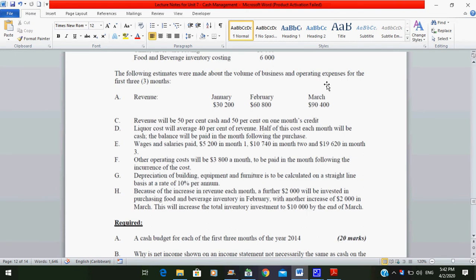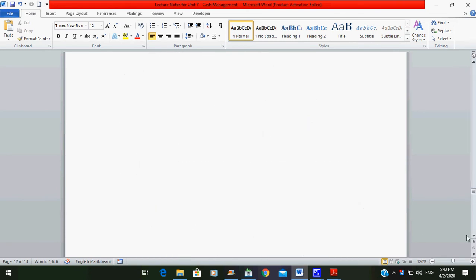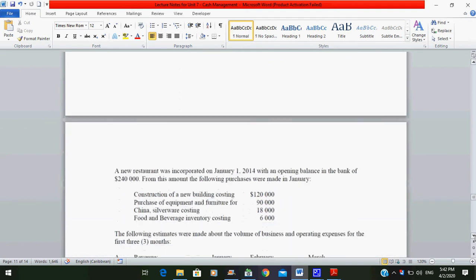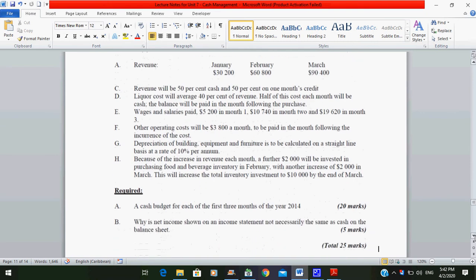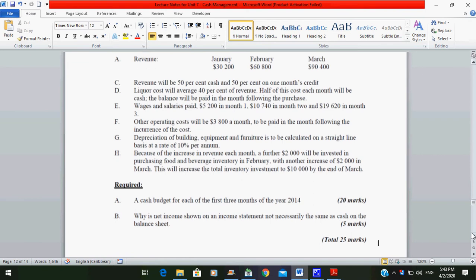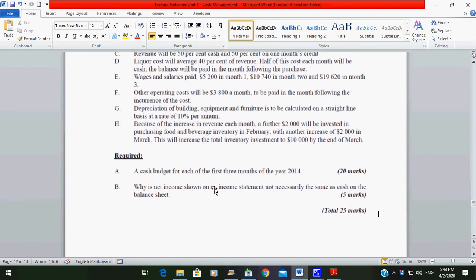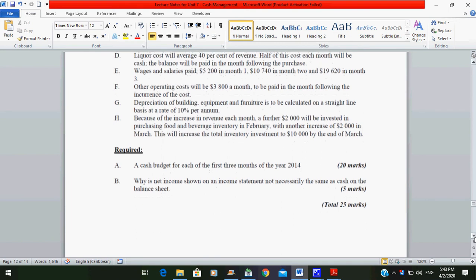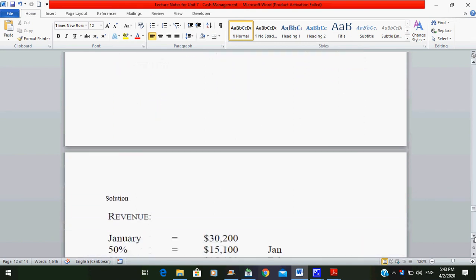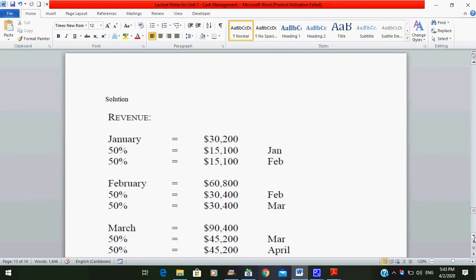So based on this question now, you're asked to prepare a cash budget for the first 3 months of the year 2014, meaning January, February, and March. Why is net income shown on an income statement not necessarily the same as the cash on the cash balance sheet? We just look at that. First thing is first, we look at our receipts first, right? Revenue.